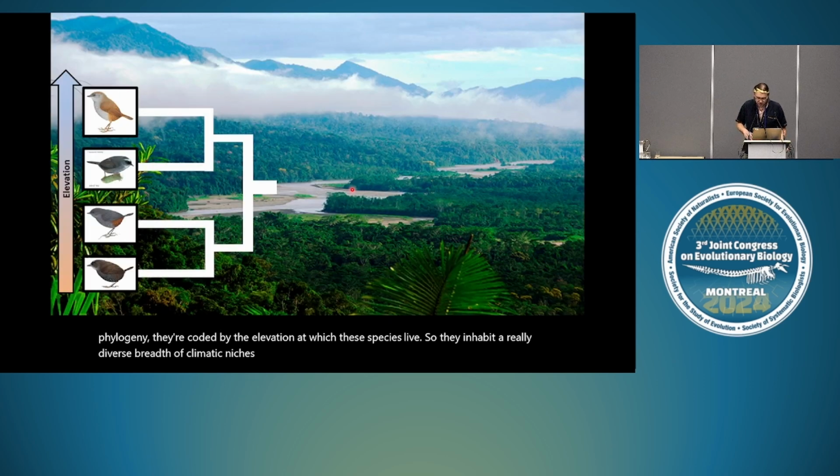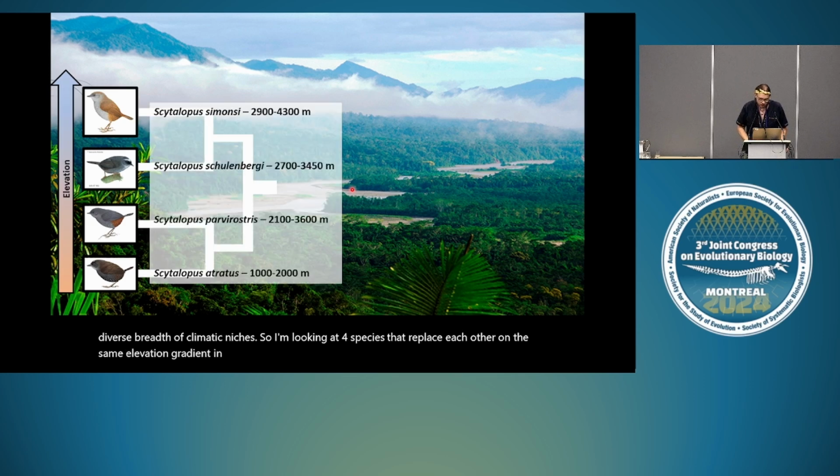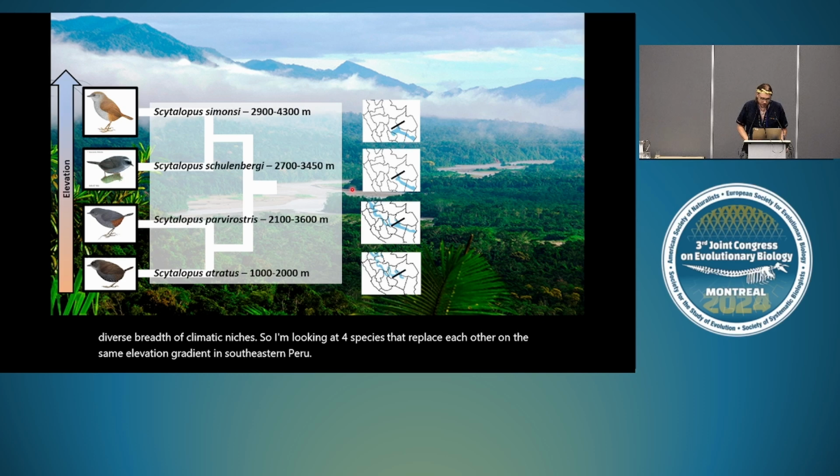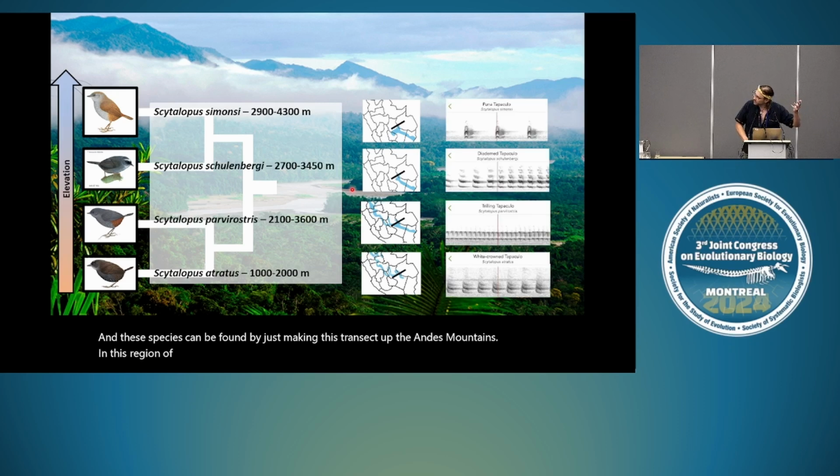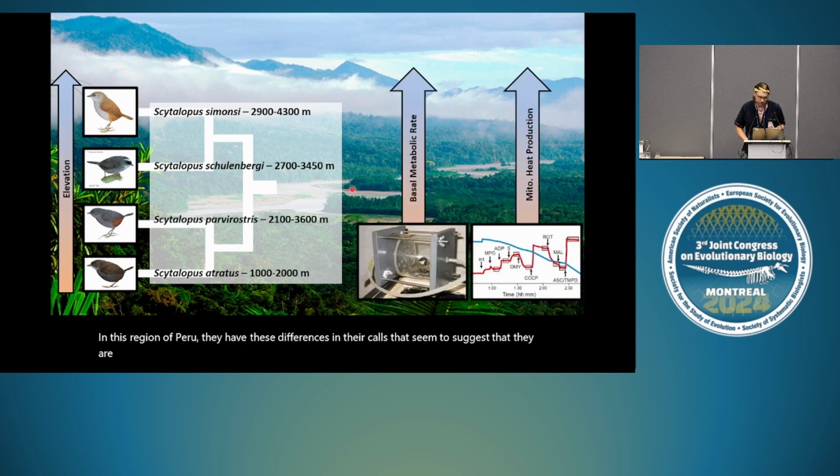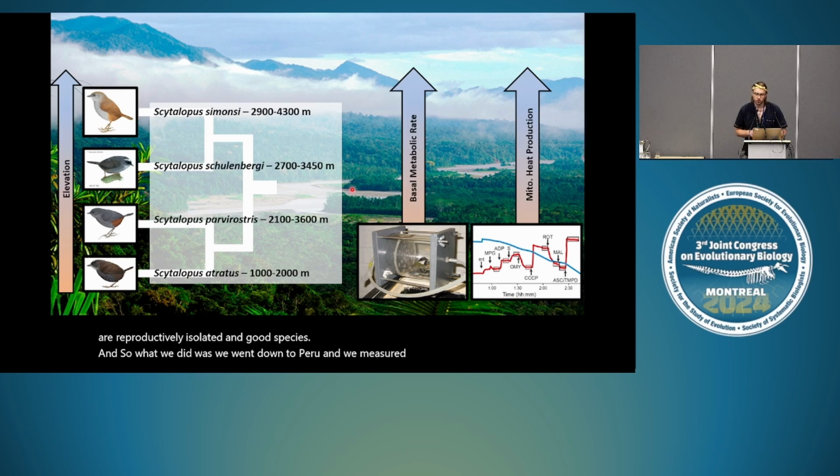So I'm looking at 4 species that replace each other on the same elevation gradient in southeastern Peru. These species can be found by just making this transect up the Andes Mountains in this region of Peru. They have these differences in their calls that seem to suggest that they are reproductively isolated and good species. And so what we did was we went down to Peru and we measured the basal metabolic rate of these birds, and also we measured their mitochondrial function.